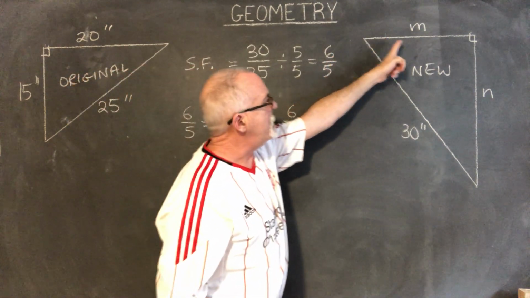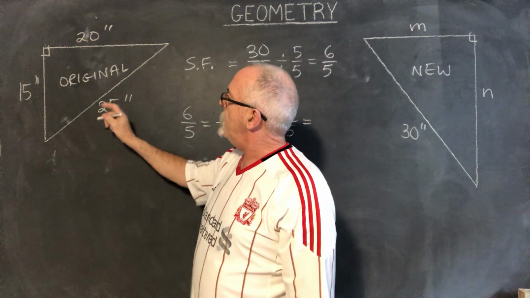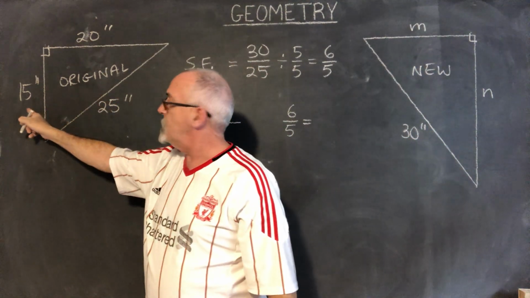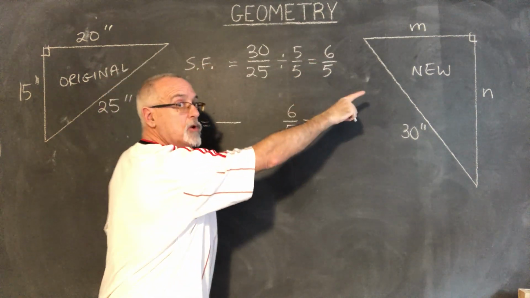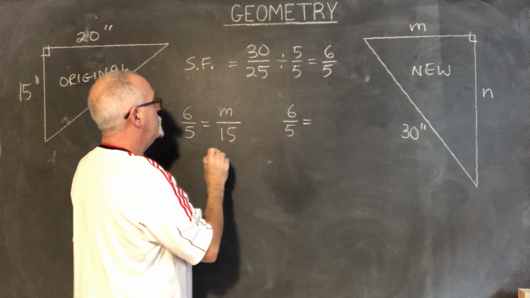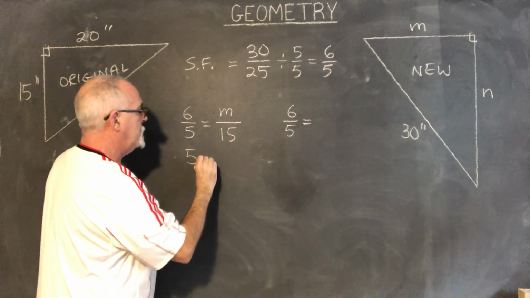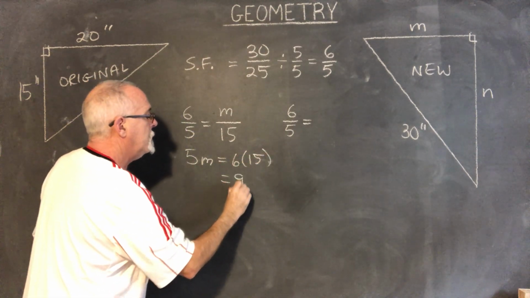M is the shortest side in this triangle. And therefore it's going to go with the 15, which is the shortest side in this triangle. So I'll put my M, and M is new, so I'm putting it on the top. 15 is original, I'm putting it on the bottom. Cross multiplying, 5M equals 6 times 15. 6 times 15 is 90.